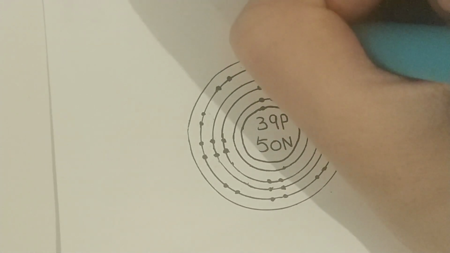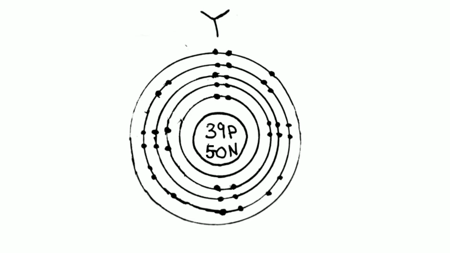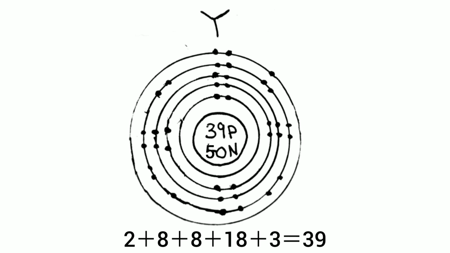Do not forget to put the symbol Y for yttrium. Voila! You finished drawing a Bohr diagram. This Bohr diagram should contain 39 electrons. To check, you could add them up. 2 plus 8 plus 8 plus 18 plus 3 equals 39.